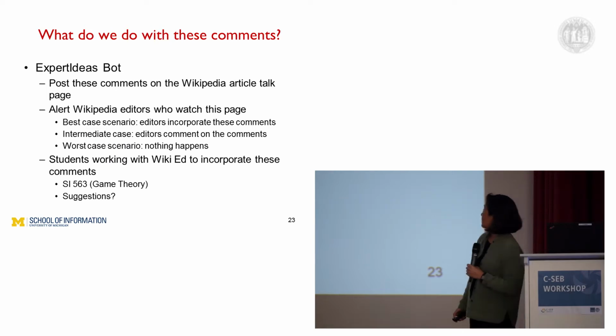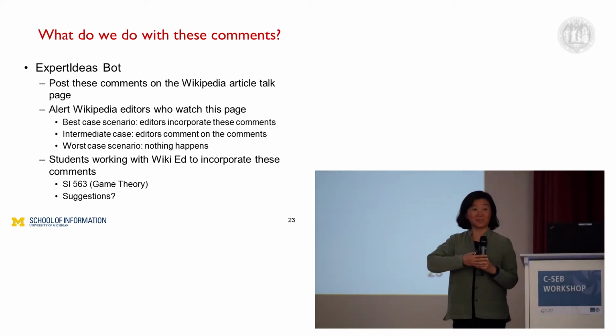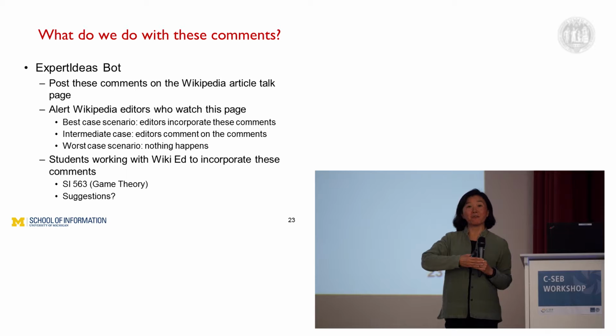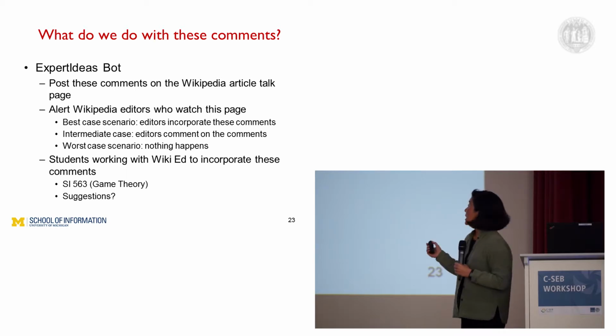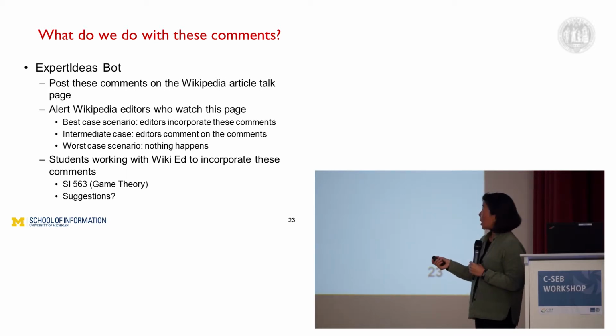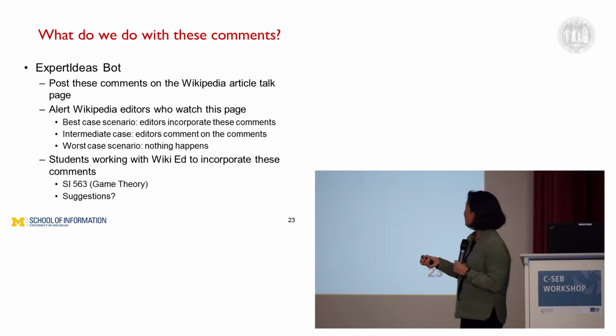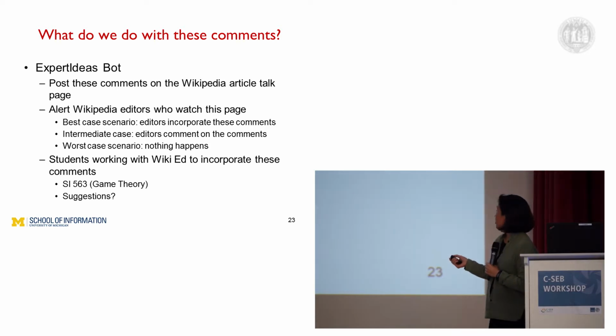And so how are they posted? This field experiment actually involves a lot of behind-the-scenes work. One of them is to get the bot approved by the community. So we developed a bot called the Expert Ideas Bot. It posts the comments on the Wikipedia article talk page, not on the article itself, and alerts the Wikipedia editors who watch this page that something has been posted.